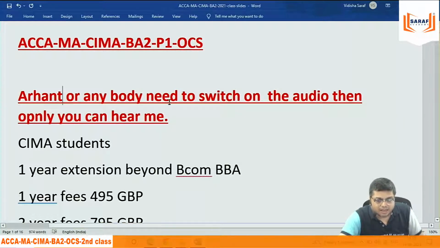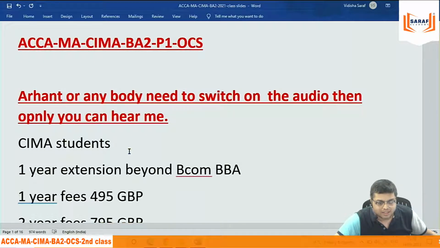Arhant or anybody who needs to switch on the audio, only then can they hear whatever I am saying. You keep your audio in mute mode, but you need to select your audio. If you don't select your audio, you will not be able to hear me. So he is sitting the entire class. Now he is doing like this, I think.